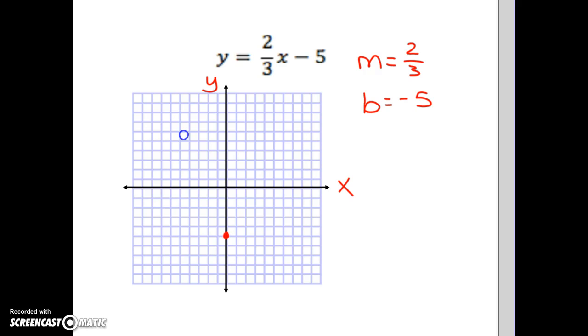And I'm going to rise how many? 2. 1, 2, and I'll run 3. 1, 2, 3 for the point. Rise 2, run 3 for the point. Rise 2, run 3 for the point. Backwards, 1, 2, 3 for the point. And I now have the points that I can draw my line. Positive slope. There we go.